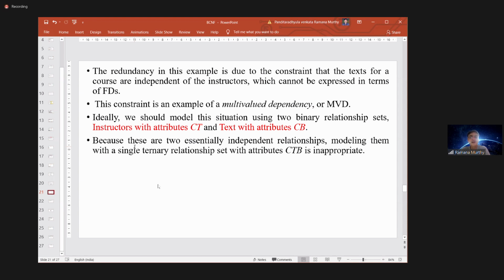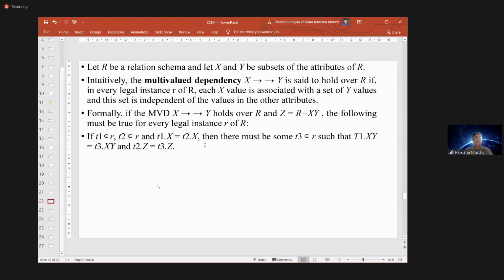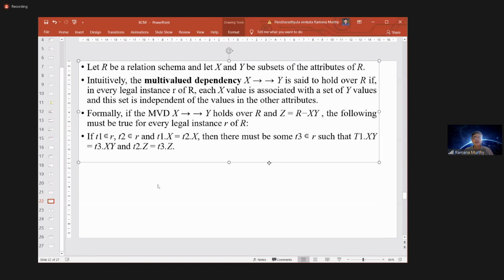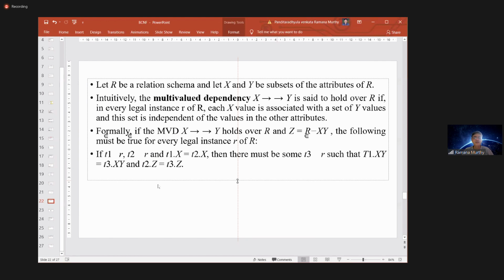If you want to eliminate the redundancies, you can identify binary relationships, CT and CB. This type of relationship we call a multi-valued dependency. Then how do we represent multi-valued dependencies? Functional dependencies are represented with a single arrow.